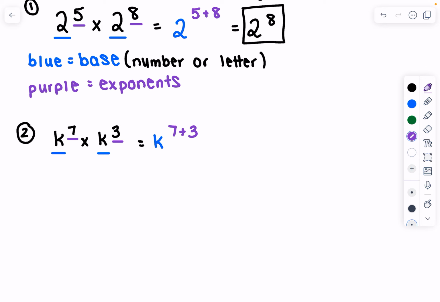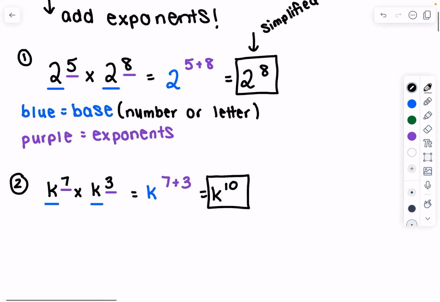This might bother some people because we're not really used to dealing with unknown values in this sense, right? We've probably only dealt with exponents in relation to quadratics or area and perimeter in grade 9 word problems where you had a value you subbed in. But don't worry, just treat it the exact same way as what you did with the number. So again, simplified, k to the power of 10.